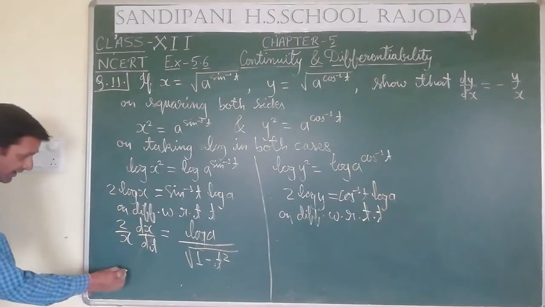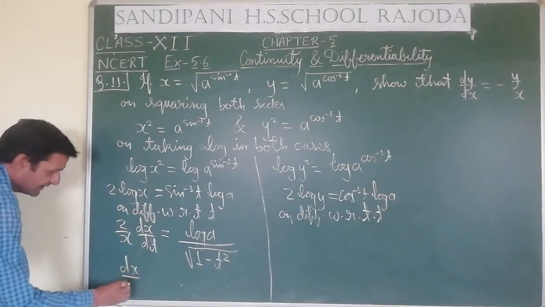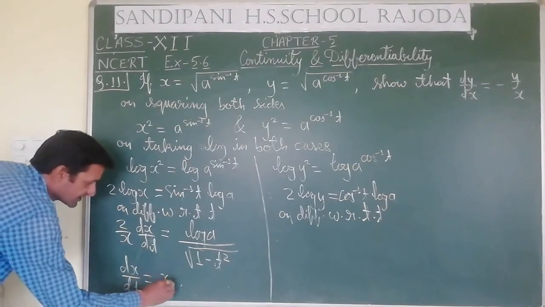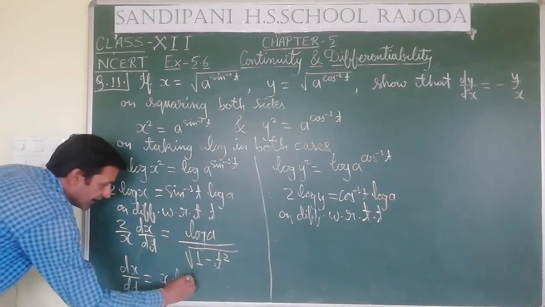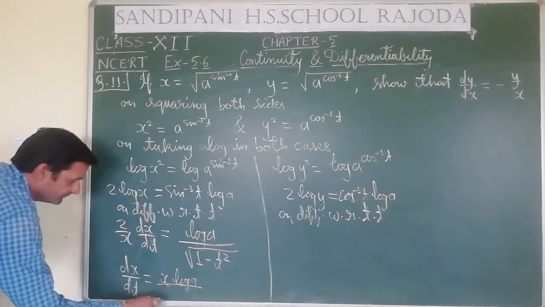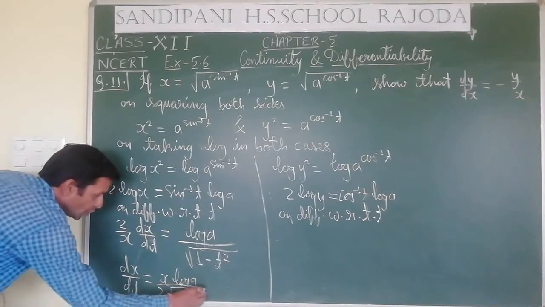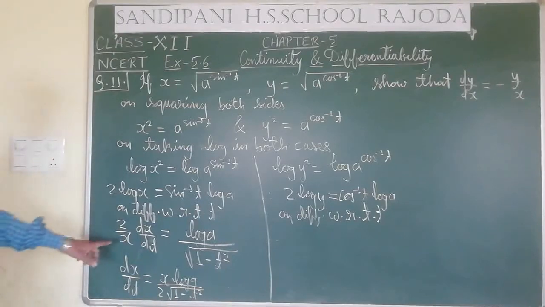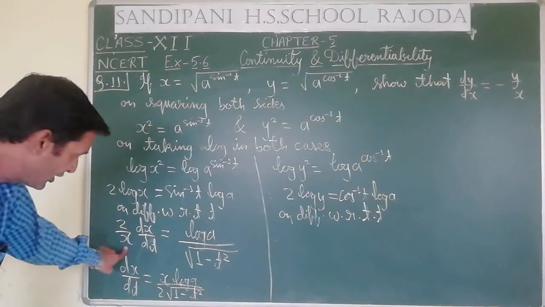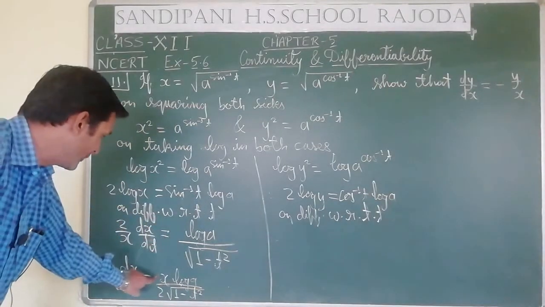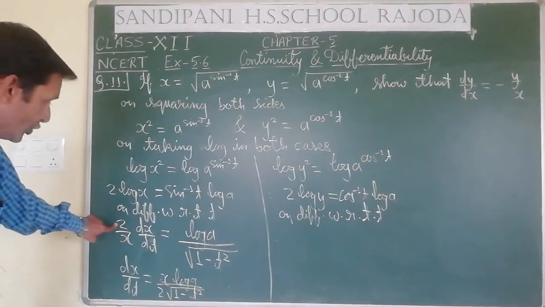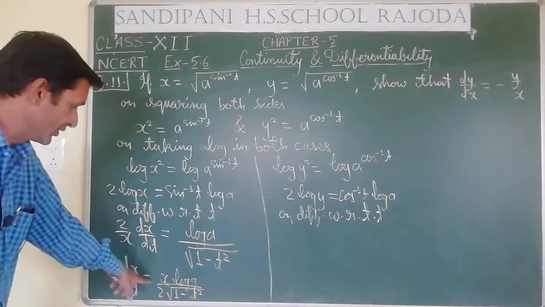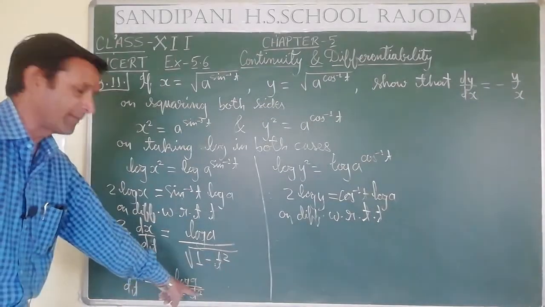Now we may write dx by dt as x log a upon 2 root 1 minus t square. You can better understand this. It is the denominator of LHS, it will be shifted to the numerator, and it is the numerator of LHS, it will be shifted to the denominator of RHS. So it will be x log a upon 2 root 1 minus t square.